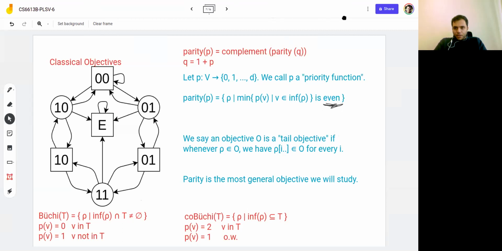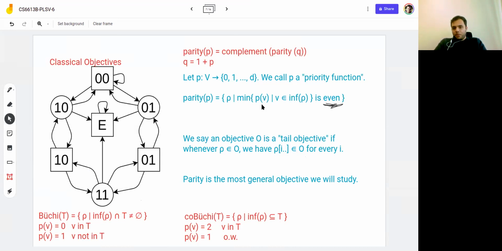Now, finally, another thing that I just want to define here is the notion of tail objective. Basically, we say an objective O is a tail objective if it does not depend on finite prefixes of our infinite paths. And what that means formally is that whenever a path rho is inside my objective, I want to be able to just cut off its first i minus 1 vertices and get the path from rho from index i forward. And I want this postfix to also be in my objective. So it's actually very easy to see that parity, Buki, and Kobuki are all tail objectives, right? Because they all talk about the vertices that are visited infinitely many times.